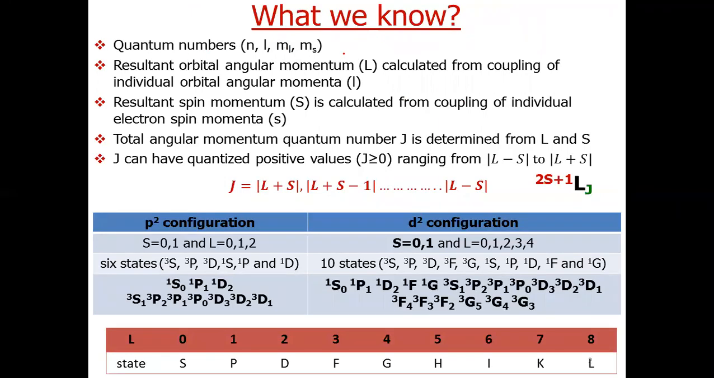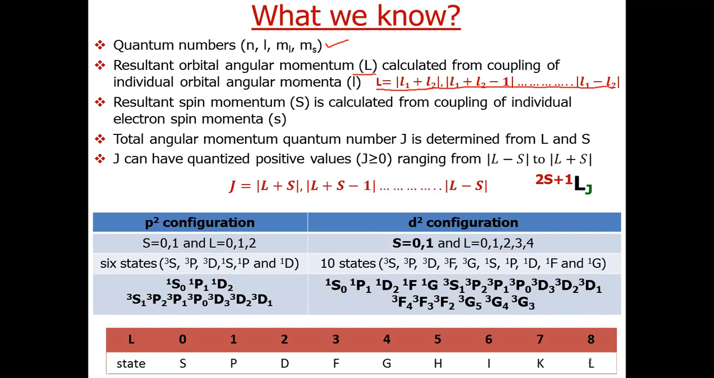In our previous lecture, we had a look back at the quantum numbers. Then we defined a new quantum number capital L for a multi-electron system, which is the resultant orbital angular momentum, and we gave a formula to find its value. This is the formula to find the value of capital L.